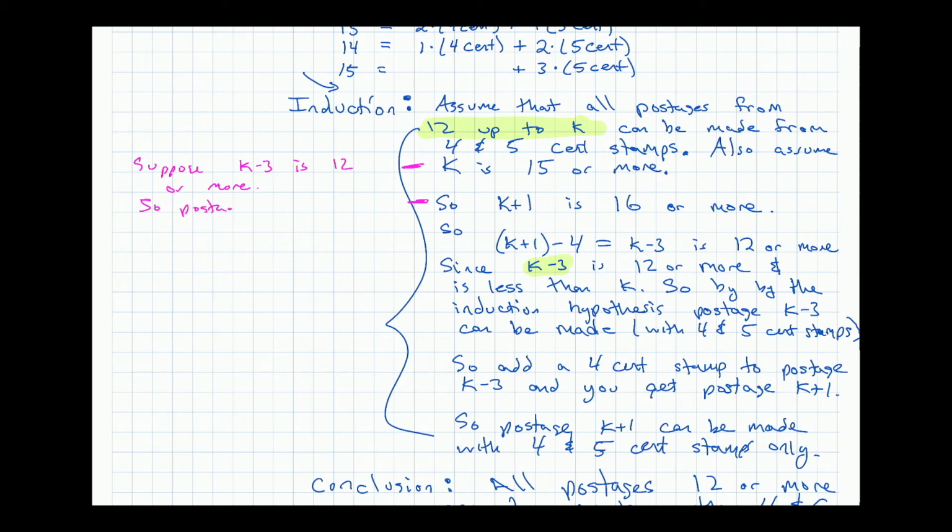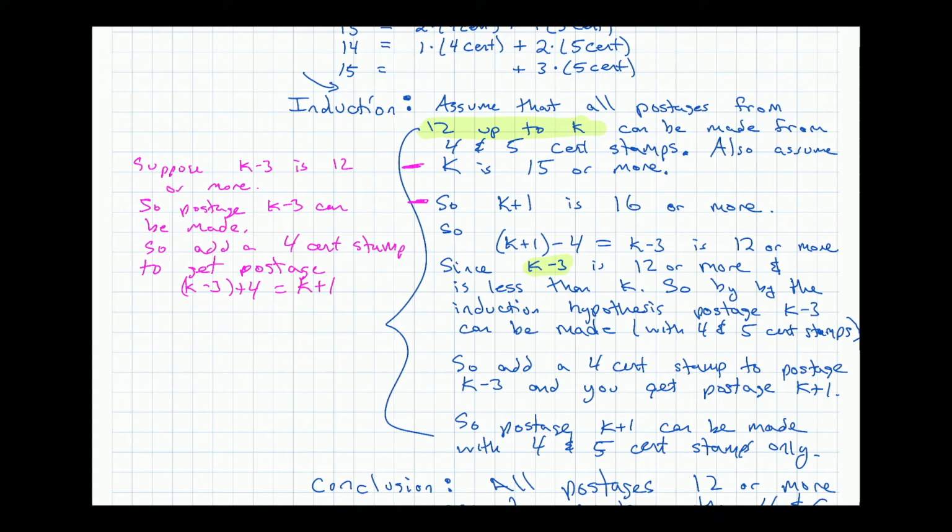postage k minus 3 can be made by the induction hypothesis. So add a 4-cent stamp to get postage k minus 3 plus 4 equals k plus 1.